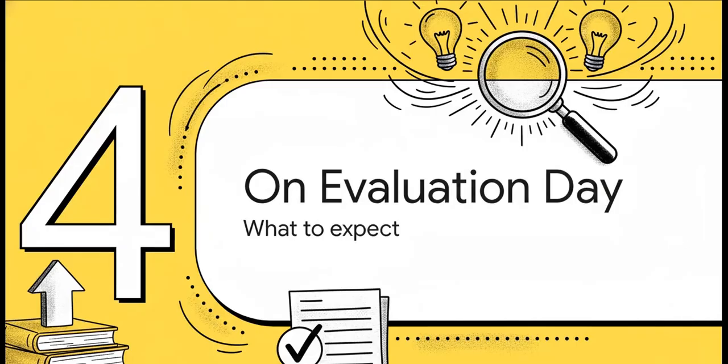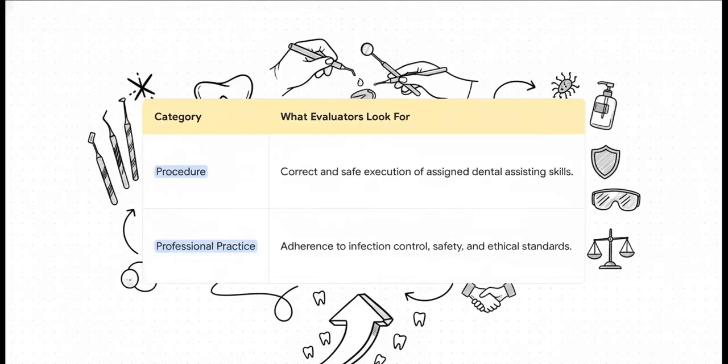All right, now for the main event, the big day itself. You've prepared, you've applied, and now it's time for the evaluation. So, what can you actually expect when you walk in that door? Well, your assessment is basically broken down into 2 main categories. The first is procedure. This is all about whether you can perform the assigned dental skills correctly and, most importantly, safely. The second category is professional practice. This is where they're looking at your commitment to the critical stuff, like infection control, safety protocols, and professional ethics.